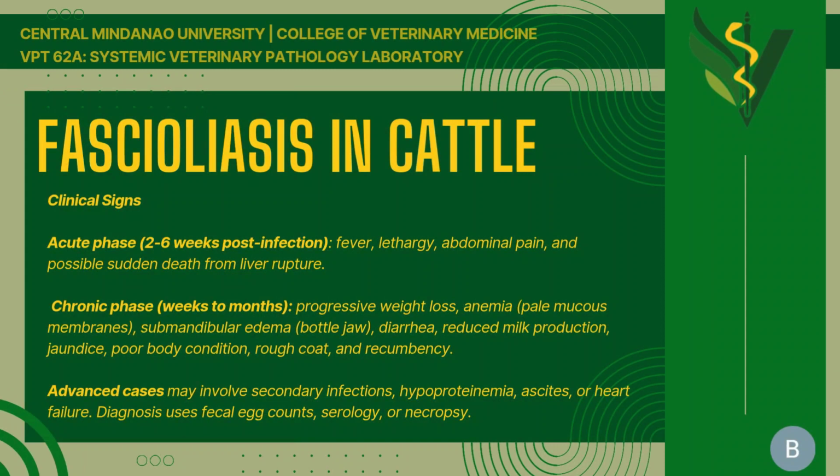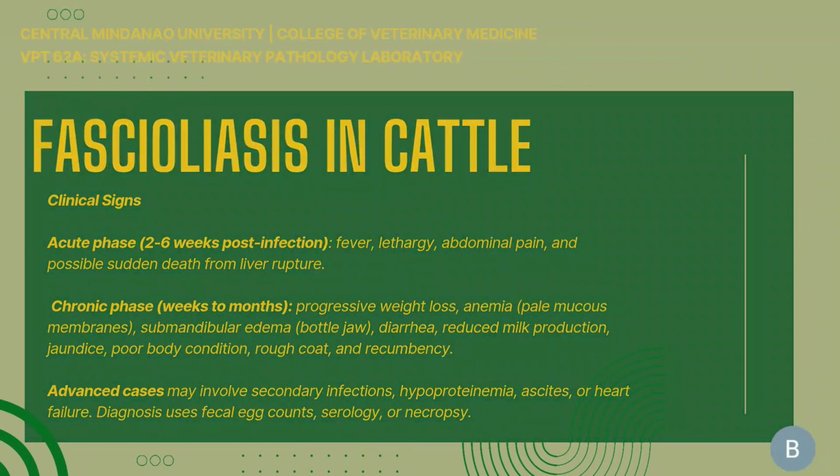For the chronic phase, that is around weeks to months, this is characterized by progressive weight loss, anemia, visible as pale mucous membranes, and submandibular edema, commonly known as bottle jaw. Other signs include diarrhea, jaundice, a rough coat, and reduced milk production. In advanced cases, cattle may suffer from ascites, or fluid in the abdomen, or heart failure. For diagnosis, we rely on fecal egg counts, serology, or findings during necropsy.